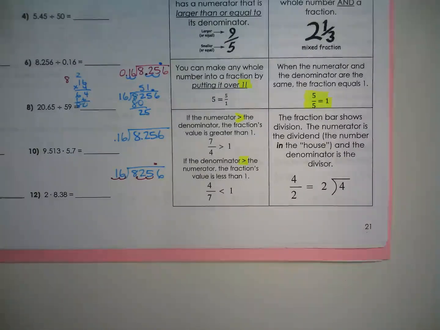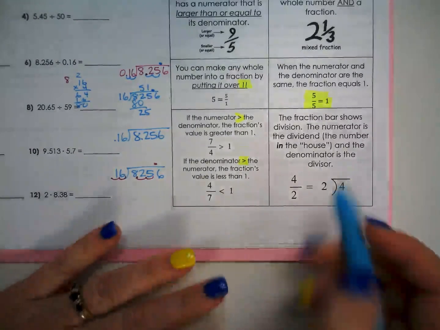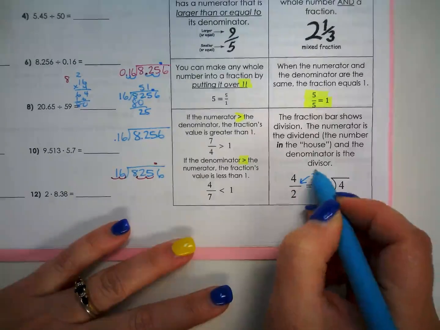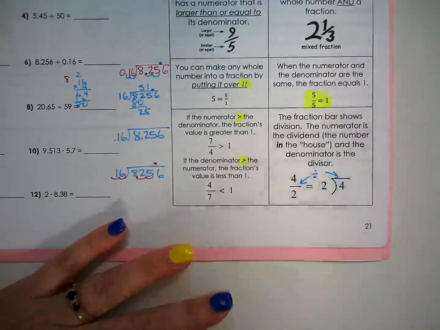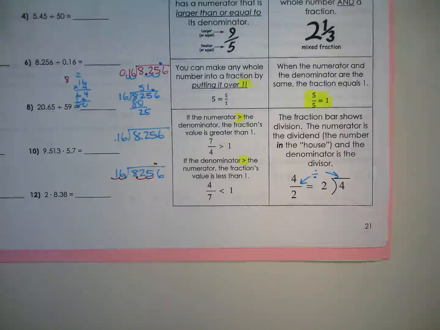And then the fraction bar shows division. So this little guy right here is equivalent to this, which is equivalent to that. They're all the same symbols. They all mean the same thing. So even though we think of a fraction as something very separate, fractions are division. It's saying take 4 and divide it by 2. Okay? That's just a basic rundown. Any questions on the review of fractions?